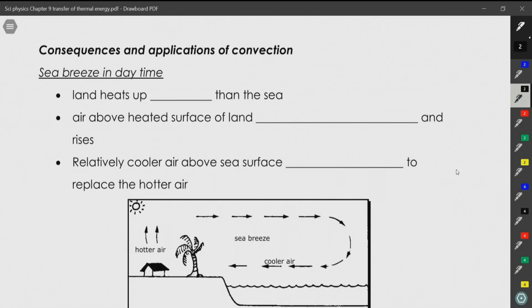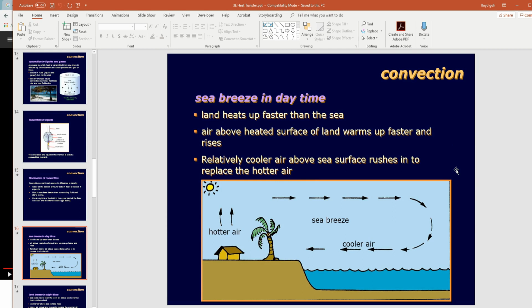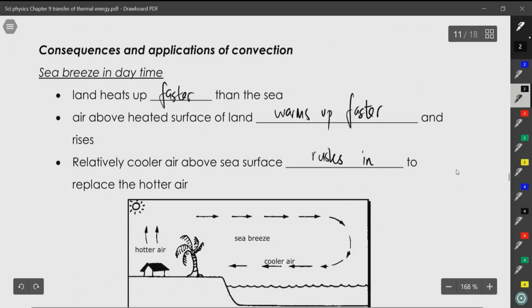Over here, I'll just show you all the slides for you to write down the points first. So just pause if you need to. If not, let's just continue.